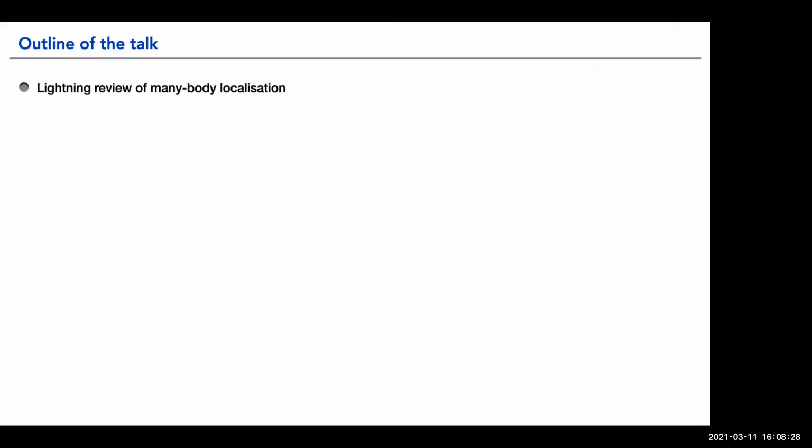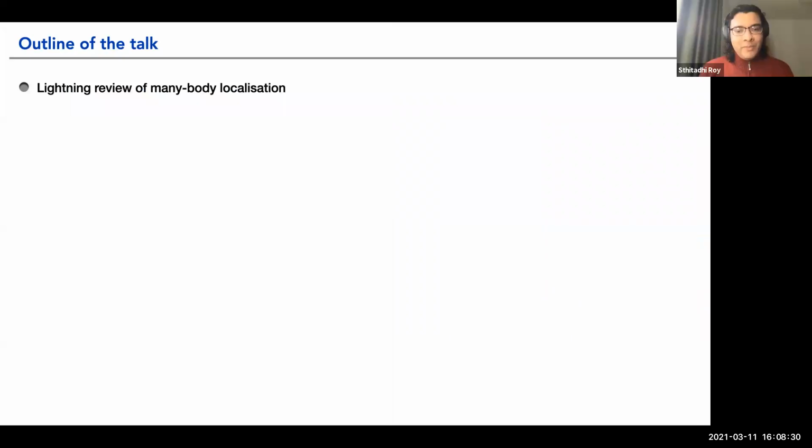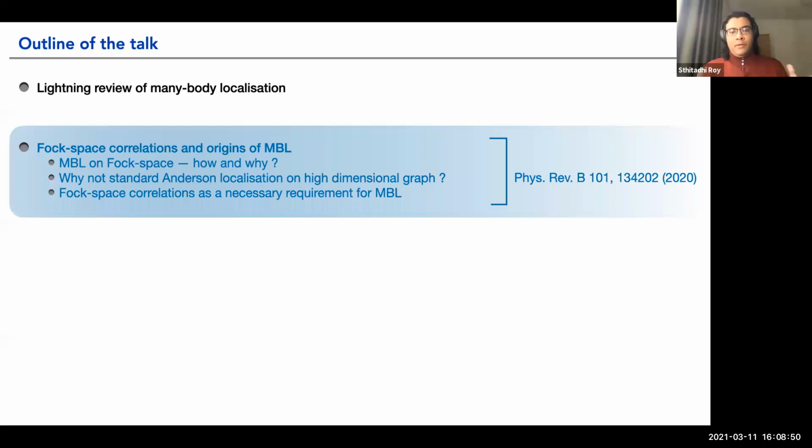Okay, so with that, let me go to the plan of my talk. Now, the first part of the talk is called a lightning review of many-body localization, but in a few slides, it's almost impossible to review many-body localization. So what I'll do is I'll give you my personal take on why I think MBL is interesting. And more importantly, I'll try to motivate the questions that we ask and try to answer in this set of works.